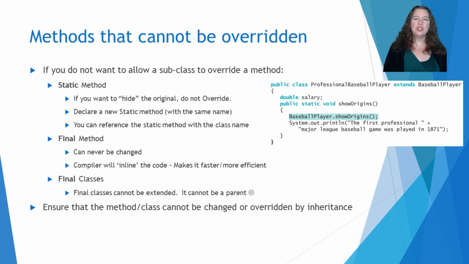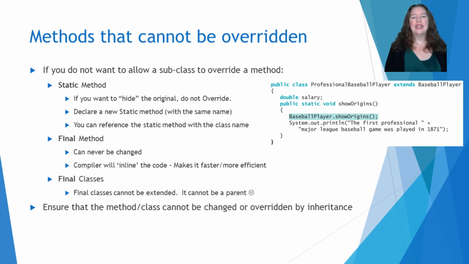Remember, static methods do not need an instantiation of the object. They reference the class name. So it's important to remember what static methods are. That way you can access either of them, either the superclass or the subclass method, by just making them static.